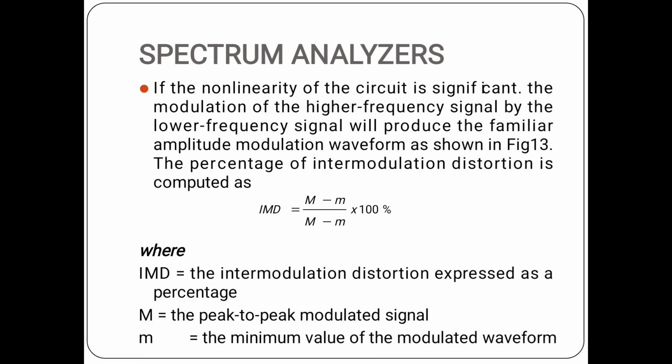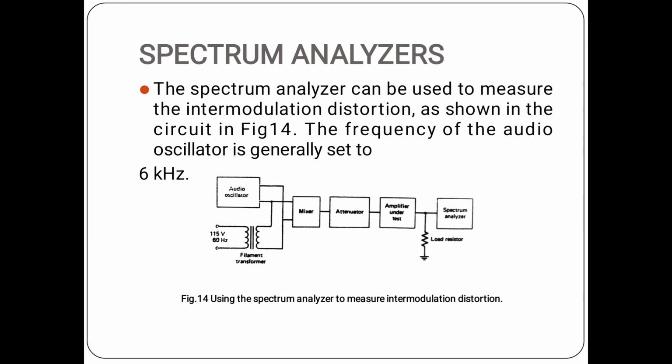If the non-linearity of the circuit is significant, the modulation of the higher frequency signal by the lower frequency signal will produce the familiar amplitude modulation waveform. The percentage of intermodulation distortion is computed as IMD = (M - m) / (M + m) × 100%, where IMD, the intermodulation distortion, is expressed as a percentage, capital M is the peak to peak modulated signal, and small m is the minimum value of the modulated waveform.